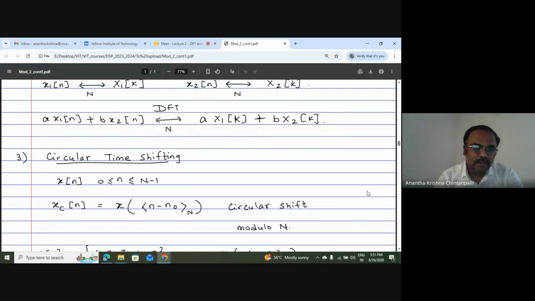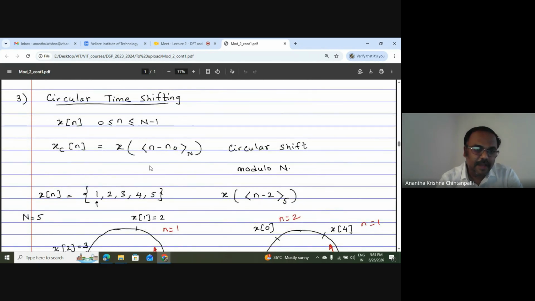The third one is called circular time shifting. This is a little tricky because the circular time shifting comes because of the periodicity, because it's periodic with a period of N. So x of n, n goes from 0 to capital N minus 1 inclusive. You might have heard of the time shifting property, but now there is a circular time shifting because it is with respect to the periodicity information, which is the modulo N we talk about.